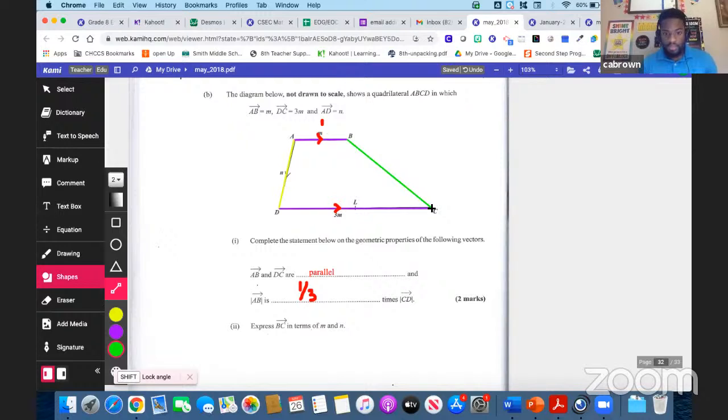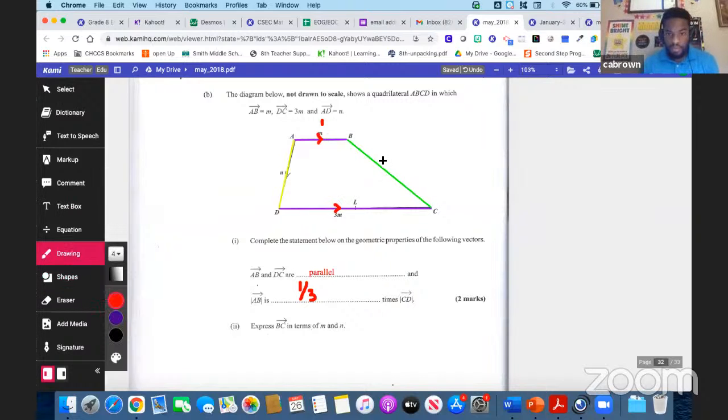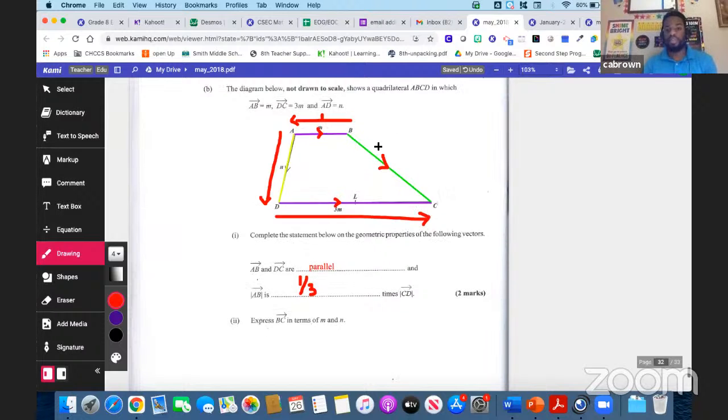We need to express BC in terms of M and N. Okay, well, let's see if we can find BC. But what is the direction that we're going to be going? What direction will give us BC? So we need right here. Pretty much we can just add everything. We can add BA, so we can go this direction. We can add AD, and we can add DC. Adding those three will give us BC.